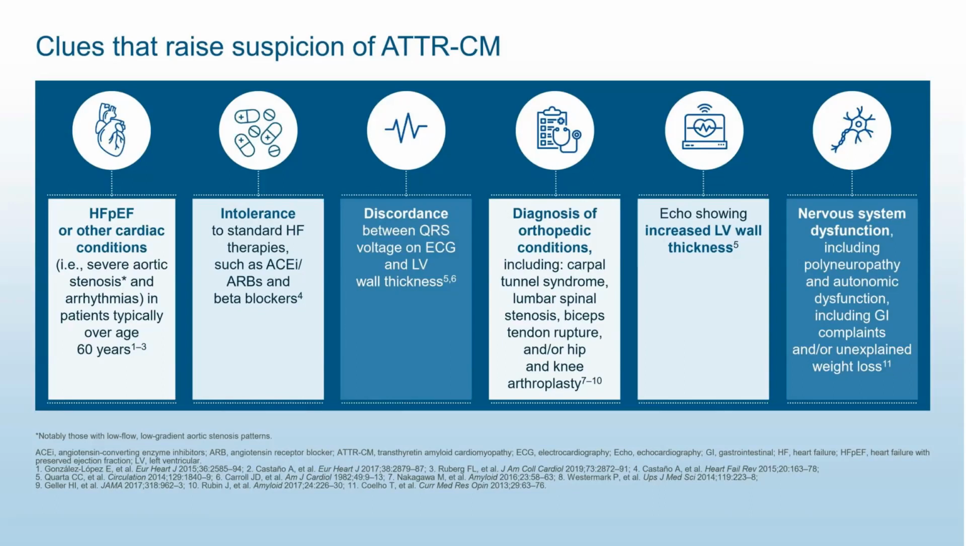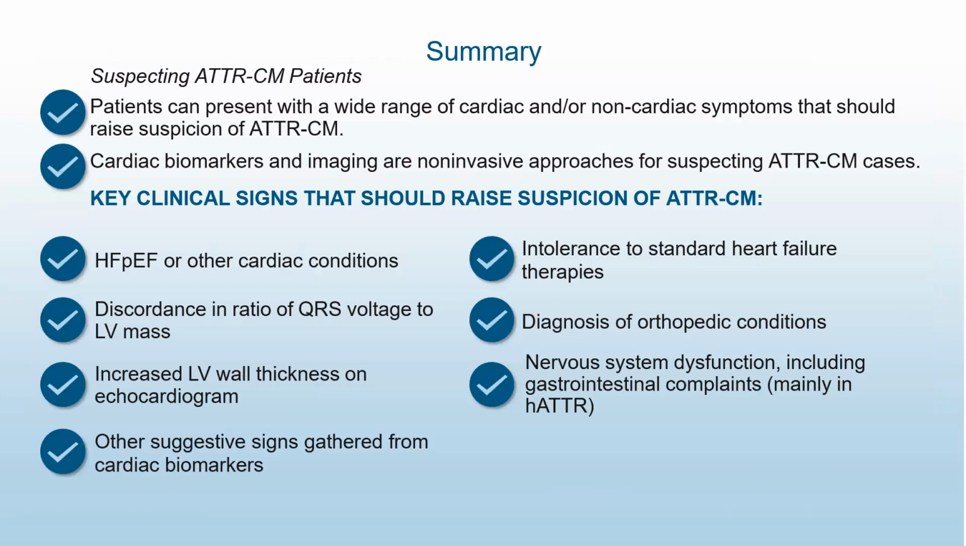You get the H: HFpEF, heart failure with preserved ejection fraction. You get the I for the intolerance to standard heart failure therapy. You get the D, which is the discordance between the QRS voltage on ECG and LV wall thickness on echo. You get the other D for the diagnosis of other conditions, including carpal tunnel syndrome, lumbar spine stenosis, and biceps tendon rupture. And you get the E for the echocardiography showing the HFpEF pattern and an increased LV wall thickness. And you get the N for the nervous system dysfunction, including polyneuropathy, autonomic dysfunction, and GIT disturbances with unexplained weight loss.